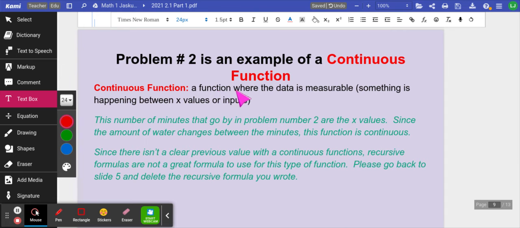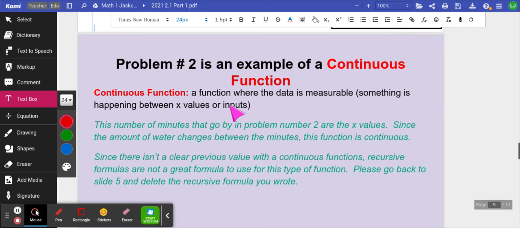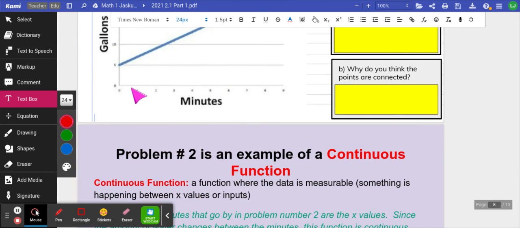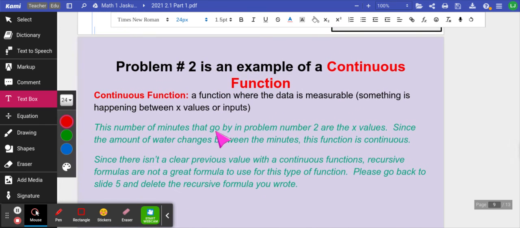A continuous function is where the data is measurable. So think about that pool water. You can't count how many gallons. You have to measure it. Okay, so you're going to measure how many gallons. Also, another way to think about it is something is happening between the x values or inputs. So in between 0 and 1 minute, the pool is still filling, even though we know that at 1 minute it'll be 2 more gallons.